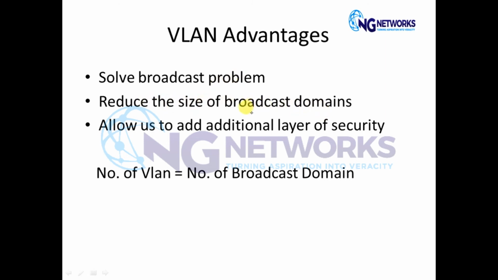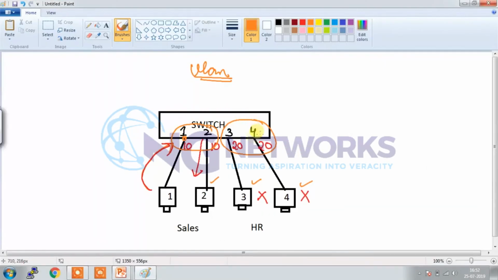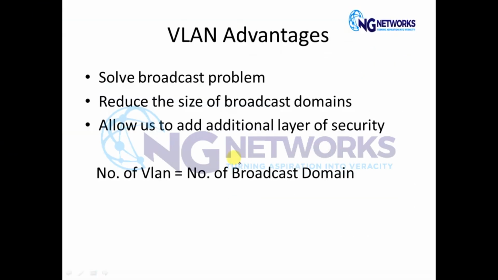Initially the broadcast domain in this particular example is 4 ports. These 4 ports are part of the same broadcast domain. Whenever there is a broadcast on any of the ports, it will be received by all the other ports. But now we have divided the broadcast domain. Now only port 1 and port 2 are part of one broadcast domain and ports 3 and 4 are part of a different broadcast domain. It also allows us to add security, since users of different departments cannot communicate. It is a type of security.